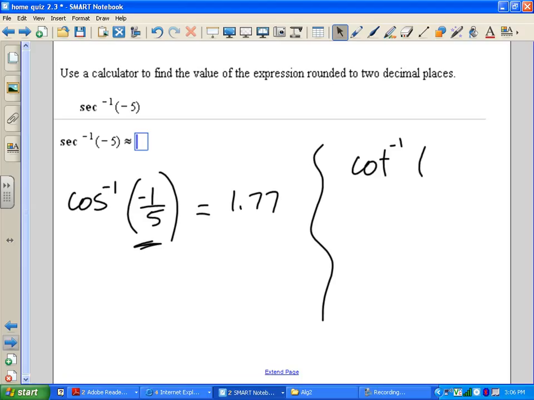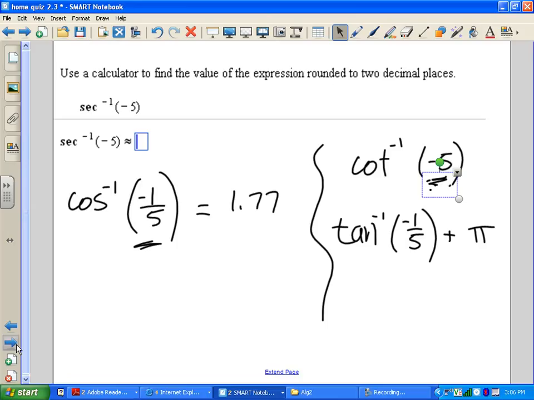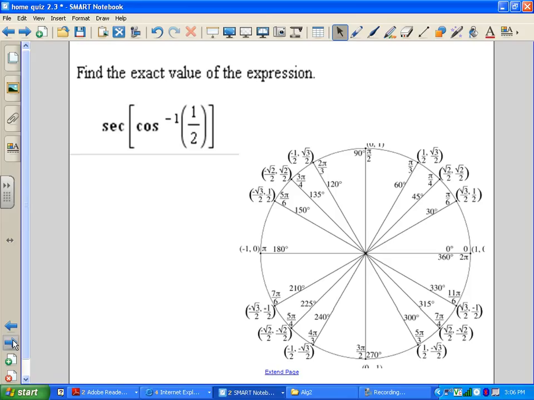If I were doing this instead here, with this being negative, then this would be the inverse tangent of negative 1/5, but then it would be in the fourth quadrant, and so I would have to add pi to that. That's only when you have inverse cotangent and only when it's negative that you're going to have to do that. I don't really think that's going to be on our test, but I just want to be sure y'all know that.